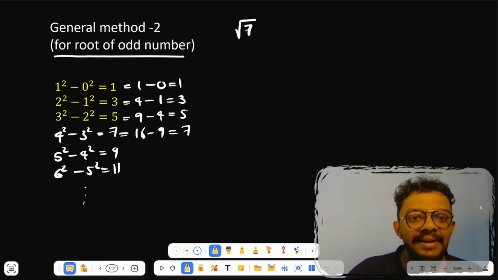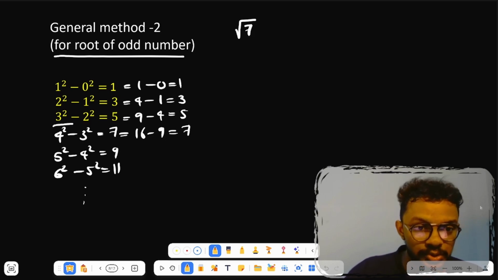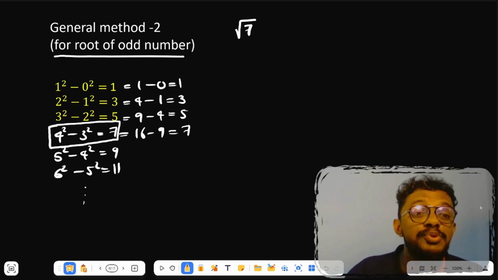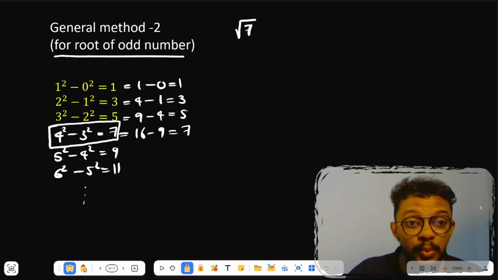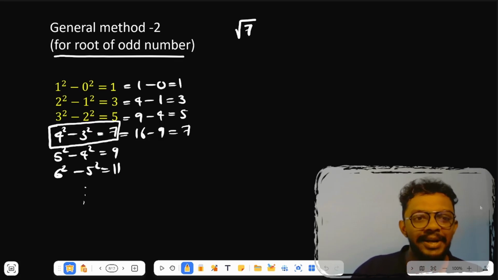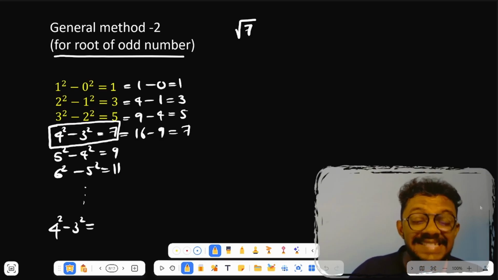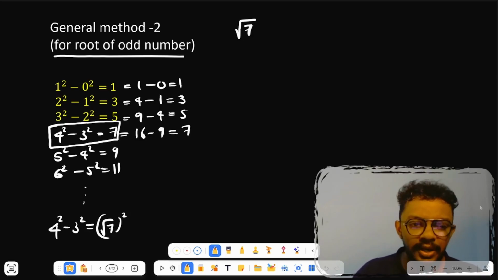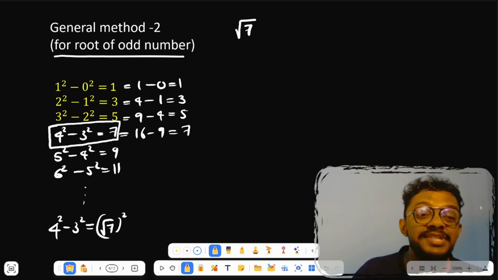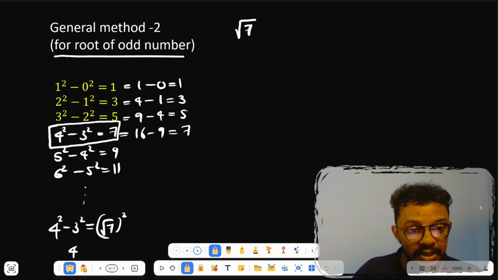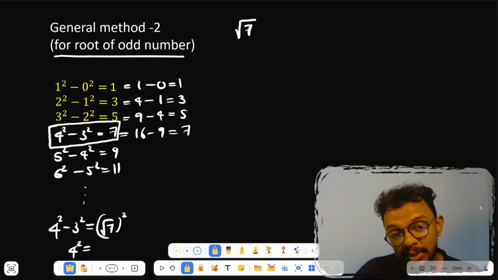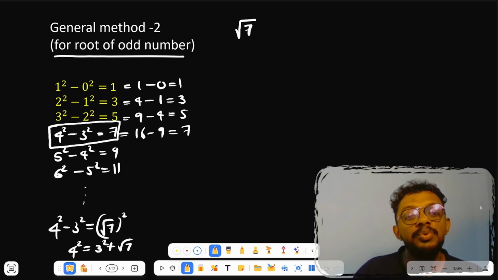But how? I will take this identity: 4 square minus 3 square is equal to 7. So I want to represent root 7 on the number line. This is what I am taking. How does it help? Understand, I can write this equation, 4 square minus 3 square equal to 7, like root 7 square, since square root and square get cancelled. So 4 square minus 3 square is root 7 square. Or otherwise, the same equation I can write like 4 square equal to 3 square, coming to the right side, 3 square plus root 7 square.